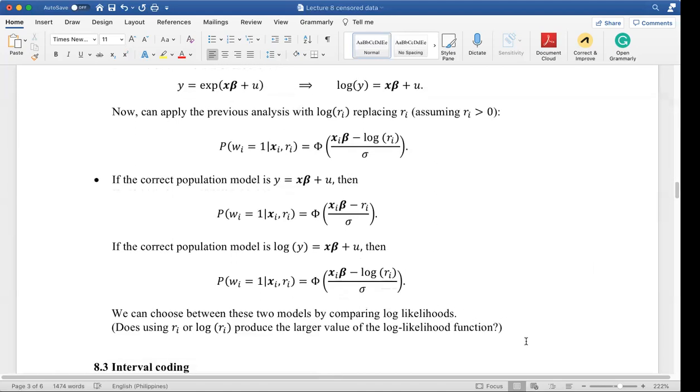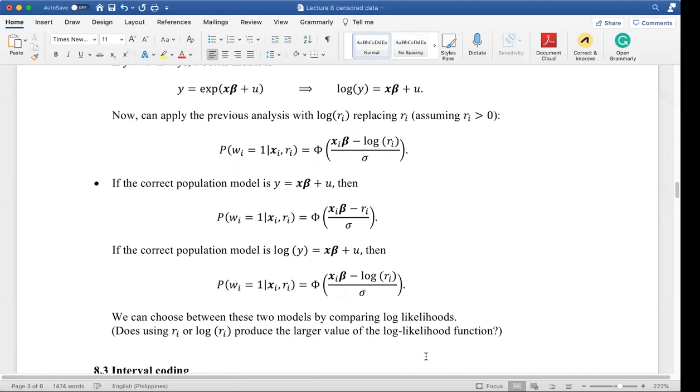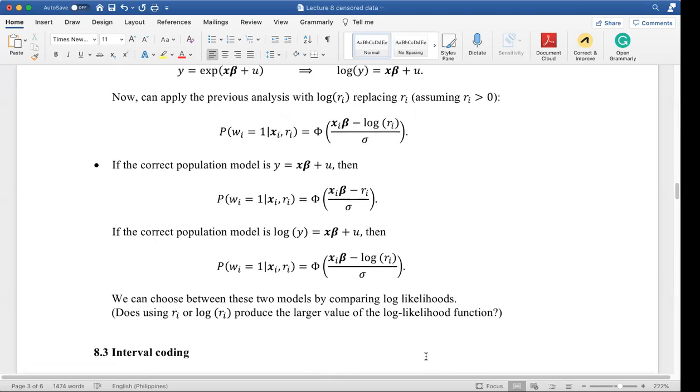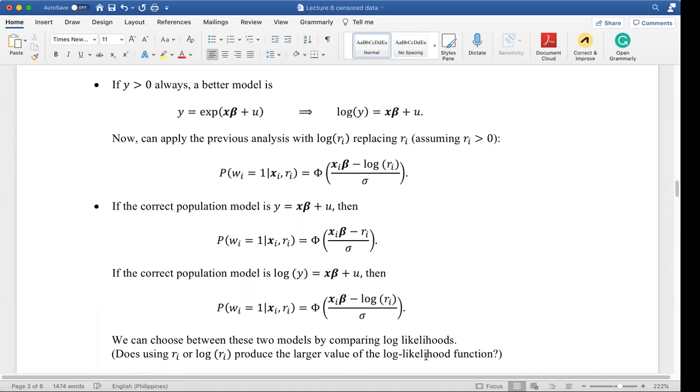And indirectly, then you would be answering the question, is it better using r sub i or log of r sub i? You would like the one that produces the larger value for the log likelihood function. Okay. Note that the log likelihood function can also be negative, which is fine. Okay. Because you know that if the argument is between 0 and 1, the log likelihood would be negative. Okay. Any questions on the binary response model?